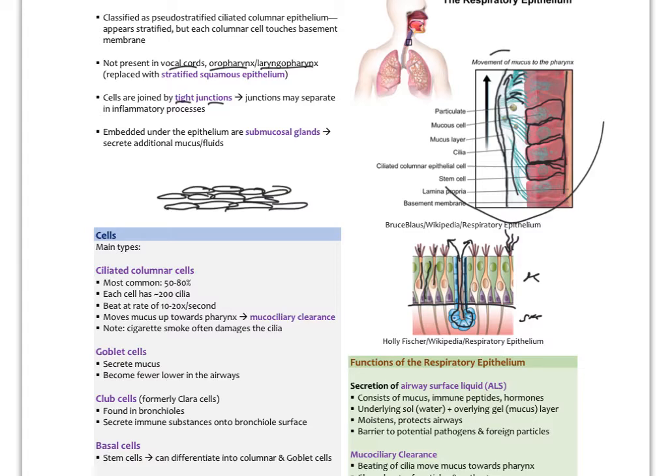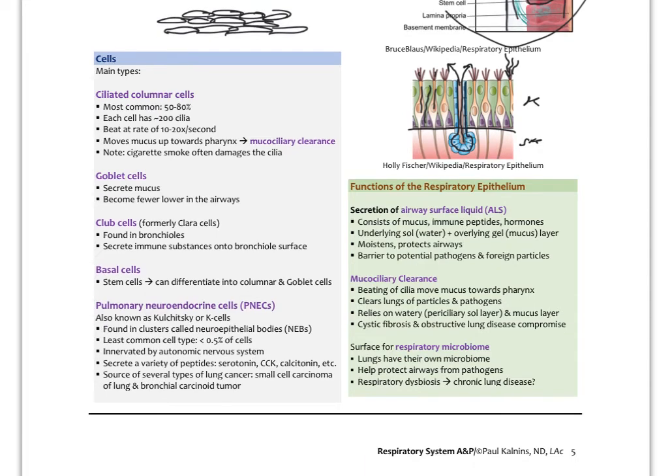If we look at the different cells in the epithelium, the main types are the ones I just talked about, the ciliated columnar cells. That's the most common, up to 80%. Each cell has about 200 cilia, and they beat at a rate of about 10 to 20 times per second, so very quick motions. And they move the mucus up towards the pharynx, and again, that is called the mucociliary clearance.